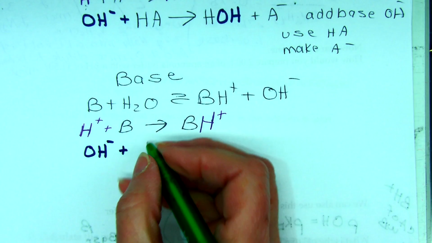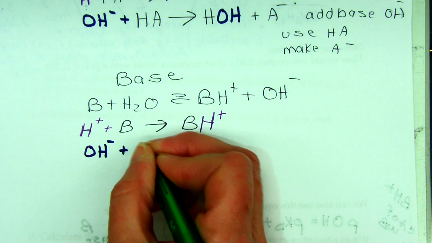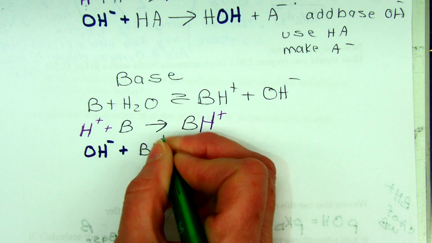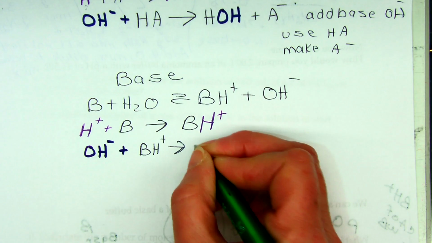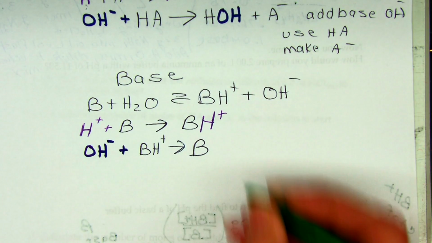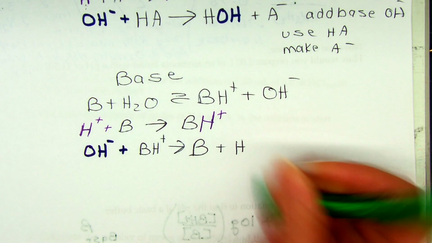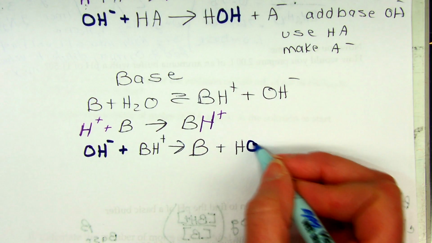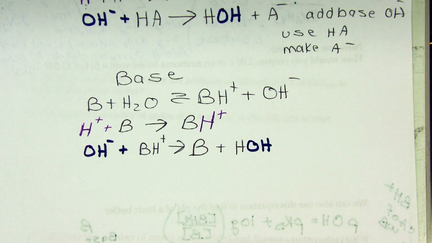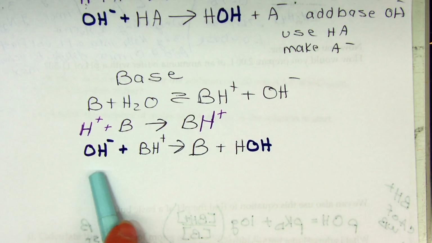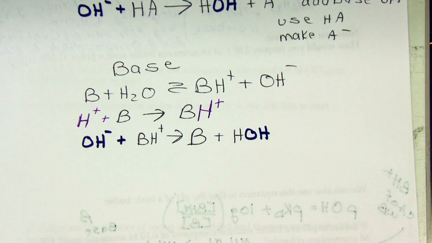What's the hydroxide going to react with? The BH plus, the conjugate acid, in a one-way street, and it's going to make the base plus more water, HOH. I'm just drawing it this way so you see that this hydroxide is now in that water.